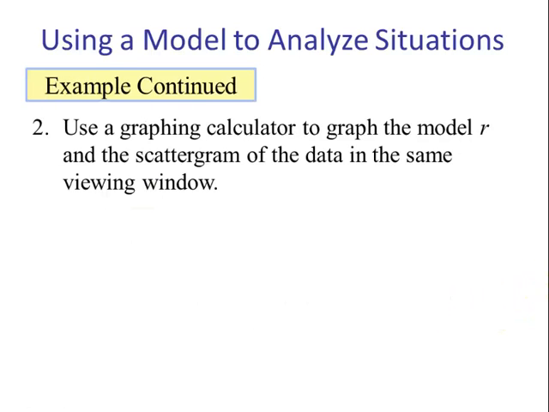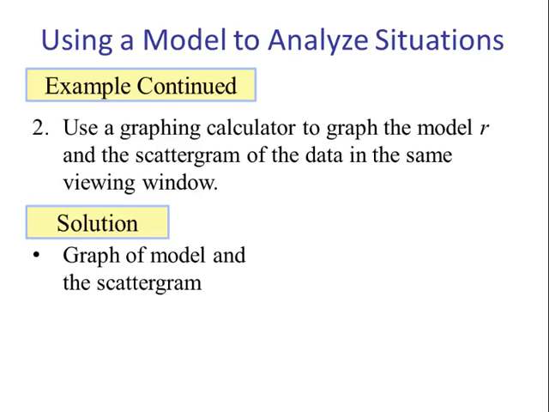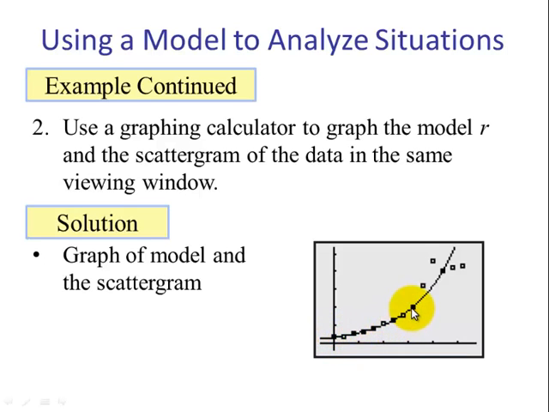Number 2, use a graphing calculator to graph the model of R and the scattergram of the data in the same viewing window. So here we see the model is doing a very good job for this point, but then we have some data values that have a lot more variation. And this happens in the real world, where models sometimes do a very good job and sometimes the estimates are off.